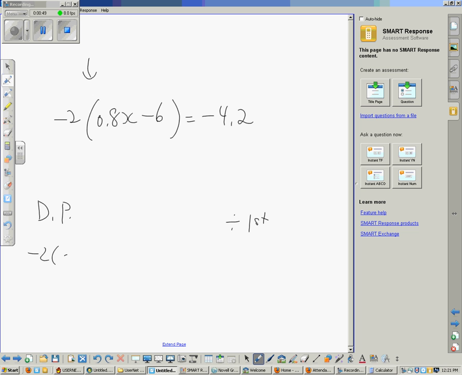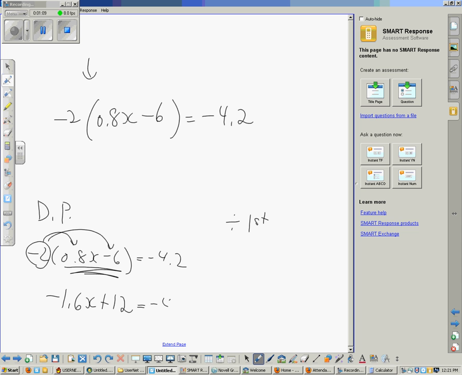If I use distributive property, I'm going to multiply both terms inside the binomial by -2, because I have not one group of this, I have -2 groups of it. So that's going to be -1.6x plus 12 equals -4.2.